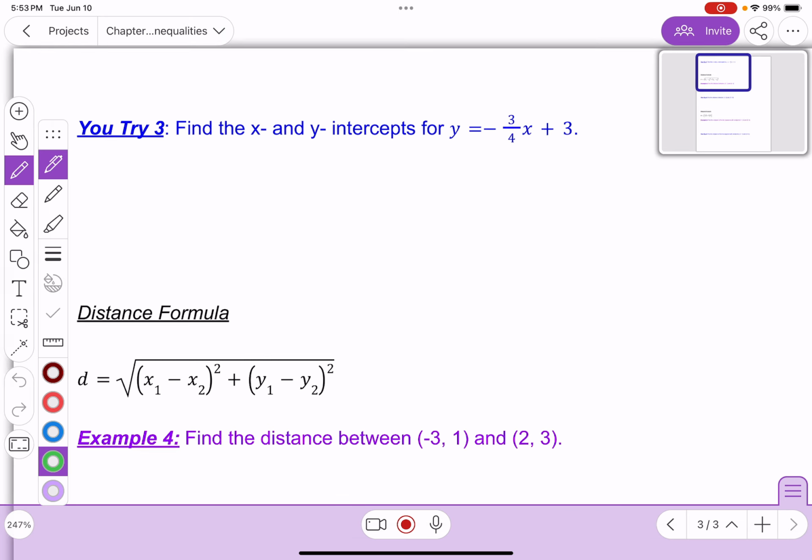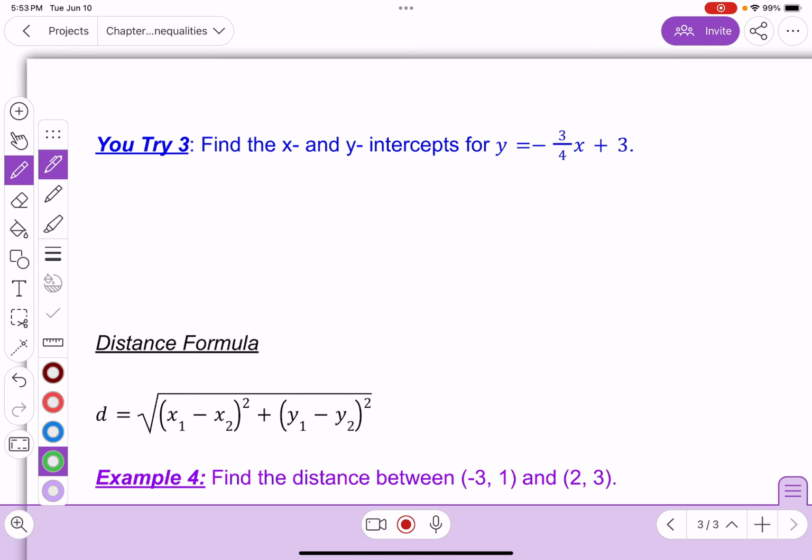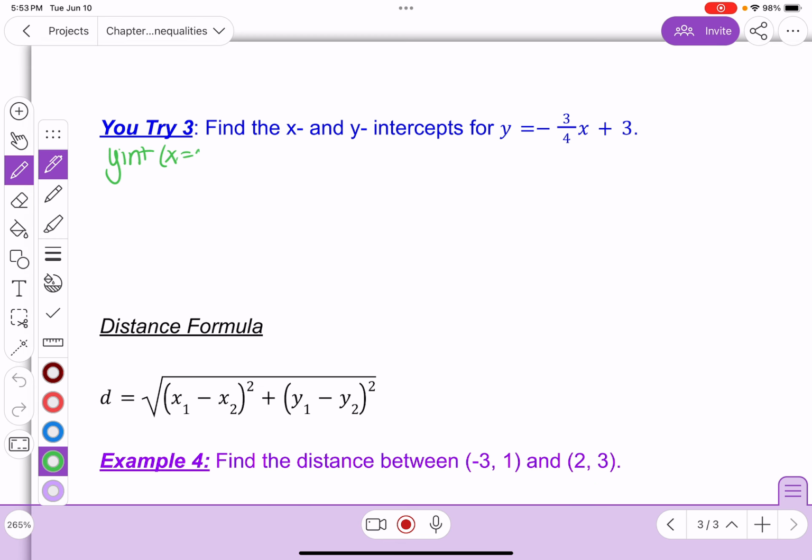So why don't you go ahead and pause the video and try this one. So to get our y-intercept, we're going to make x equals 0.